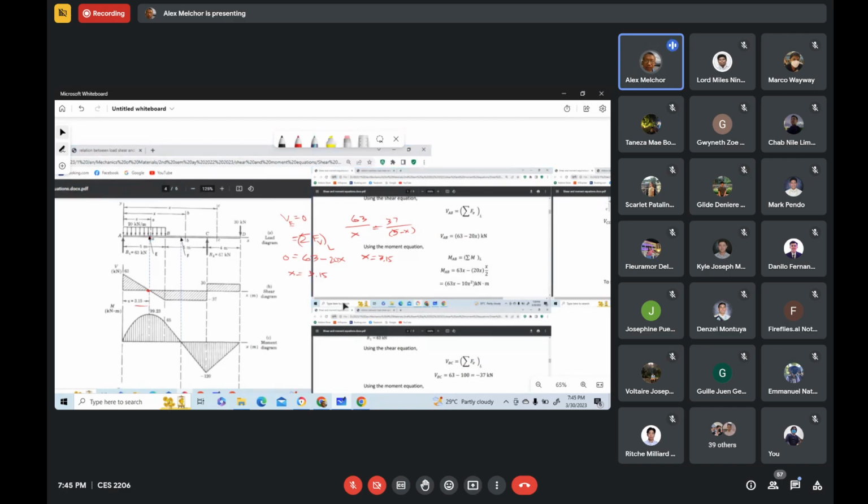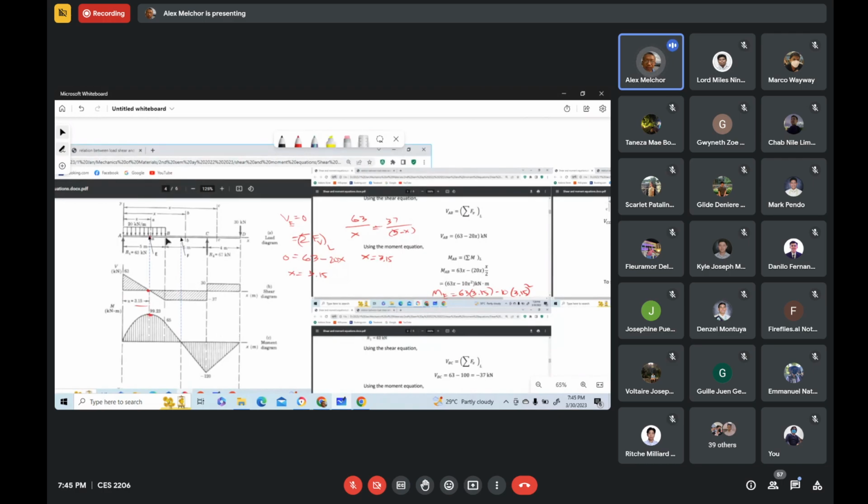So the moment at section E, E is within segment AB, so we use the moment equation for segment AB. So the moment at E, therefore, is equal to 63 times 3.15 minus 10 times the square of 3.15. Okay? And it gives us this value, 99.23. Okay. So please check using your calculator.